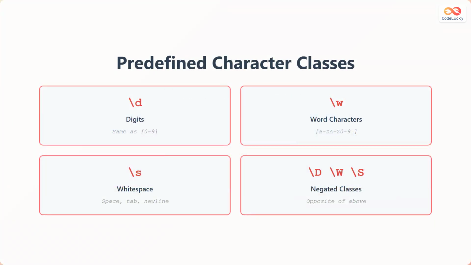To simplify common patterns, regular expressions offer predefined character classes. The \d matches any digit and is equivalent to [0-9]. The \w matches any word character, including letters, numbers, and underscores, which is [a-zA-Z0-9_]. The \s matches any whitespace character, such as space, tab, or new line. There are also negated versions of these classes, which are \D, \W, and \S. These negated classes match characters that are not digits, word characters, or whitespace, respectively.